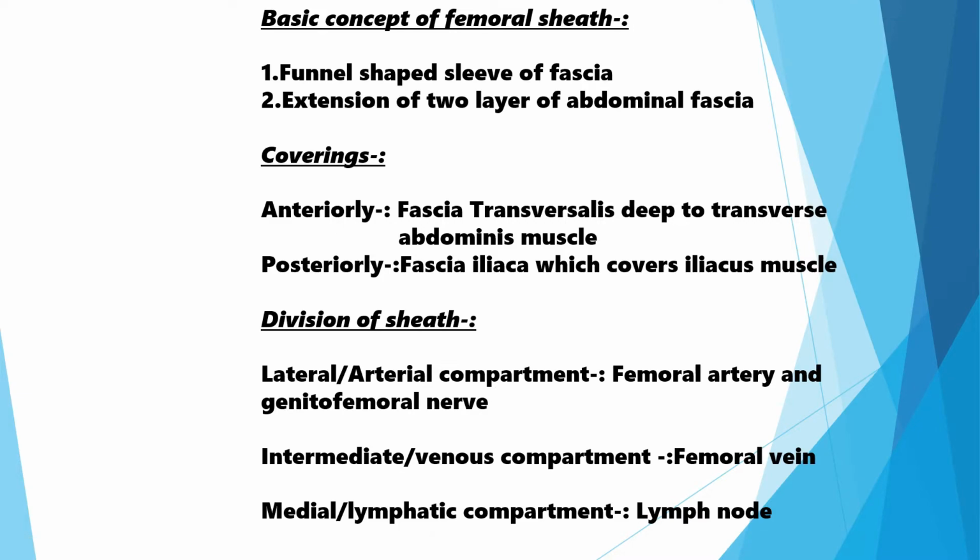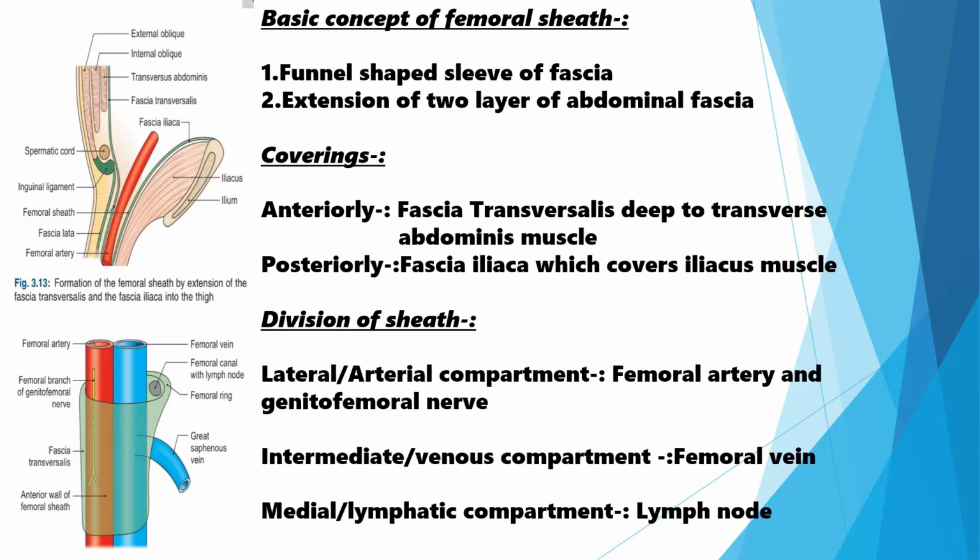So the femoral sheath is a funnel-shaped sleeve of fascia made up of extension of two layers of abdominal fascia. Coverings of the femoral sheath are anteriorly fascia transversalis, deep to the transversus abdominis muscle. So this is the transversus abdominis muscle and this is the fascia transversalis covering the transversus abdominis from the posterior side. This green part is fascia transversalis, and posteriorly by fascia iliaca, which covers the iliacus muscle. This is the iliacus muscle and this green part is fascia iliaca. So posteriorly it is covered by fascia iliaca.